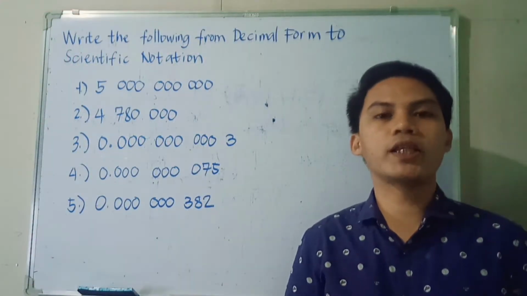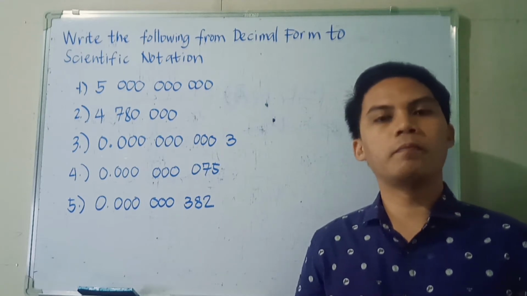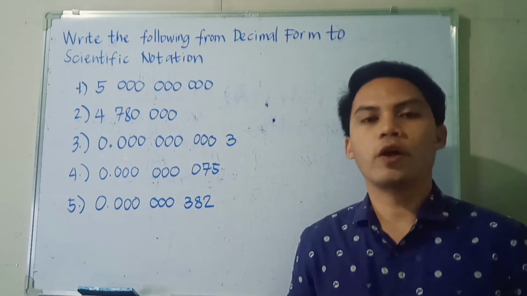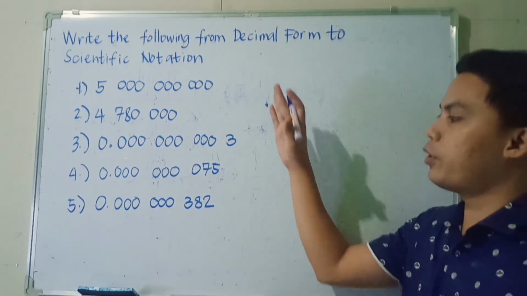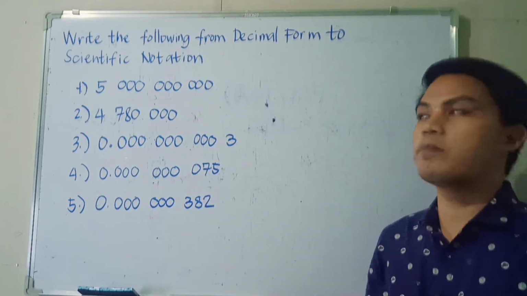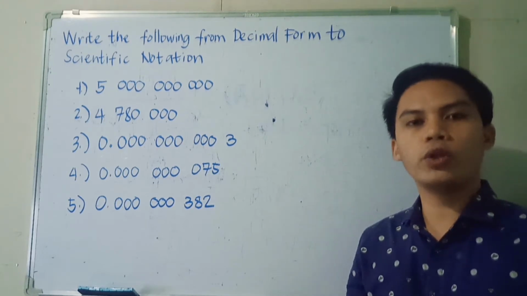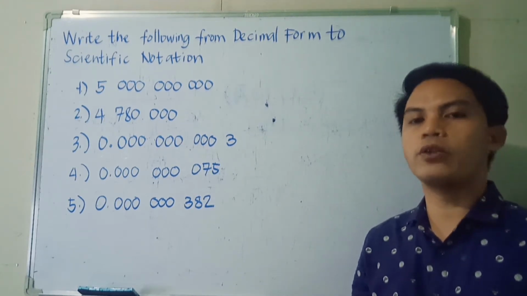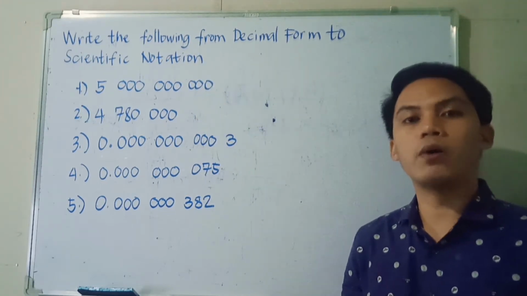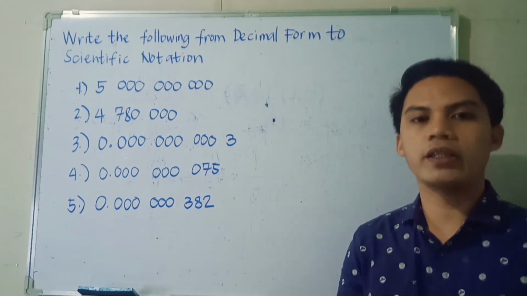So again, ginagamit ang scientific notation para may sulat ang malaking number at ang maliit na number in a more convenient way or convenient manner. So I have here our first set of examples. We are given decimal numbers, or numbers that are in decimal form. We're going to change this decimal form into scientific notation. Again, yung scientific notation is in the powers of 10. So bibilangan lang natin yung mga decimal places niya.